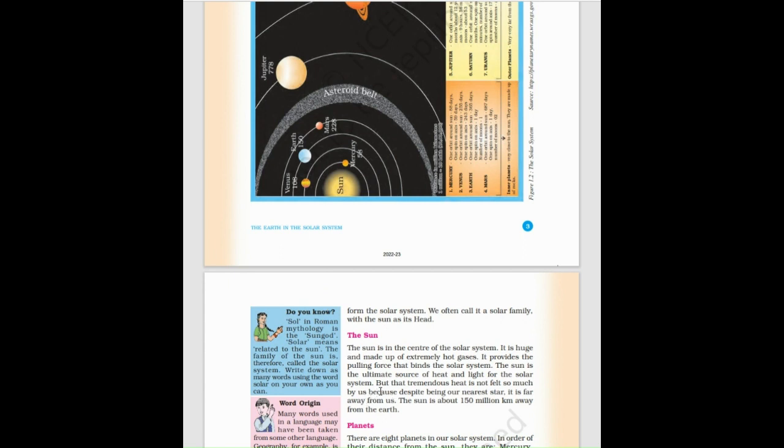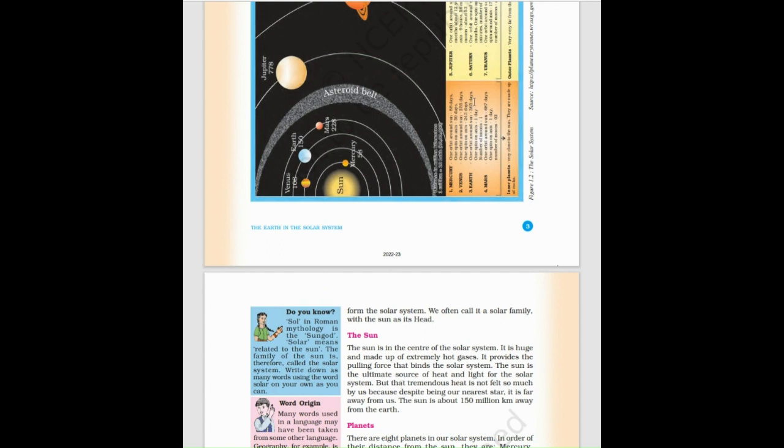But because of its tremendous heat, we may wonder why we can't feel it. Because the Sun is very, very far away from us. Do you know what the temperature of the Sun is? It's 5500 degrees centigrade, which is about 60 times the temperature of boiling water. And how far is it from the Earth? The Sun is 150 million kilometers away from the Earth.